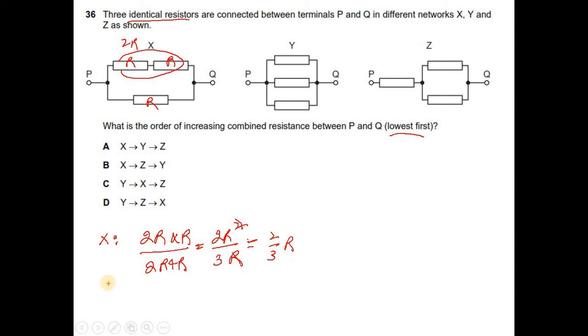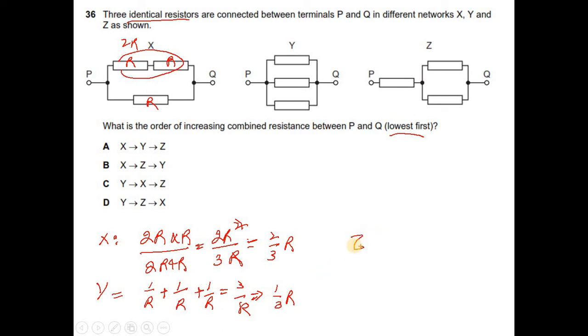And what about Y? These are in parallel. So for a parallel circuit of 3 resistors, 1 upon R plus 1 upon R plus 1 upon R. That means 3 upon R, and then you flip it. When you flip it, the total resistance of circuit Y is 1/3 of R.